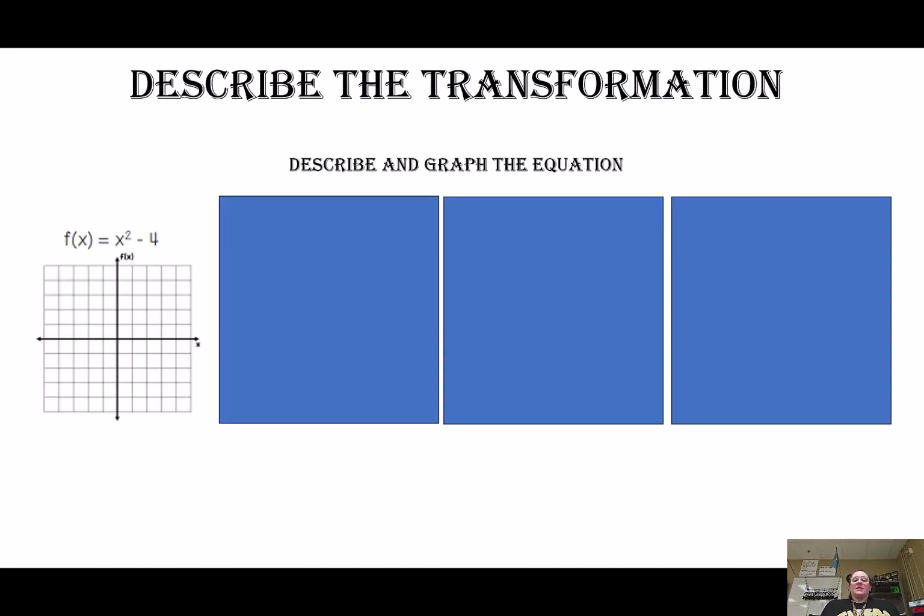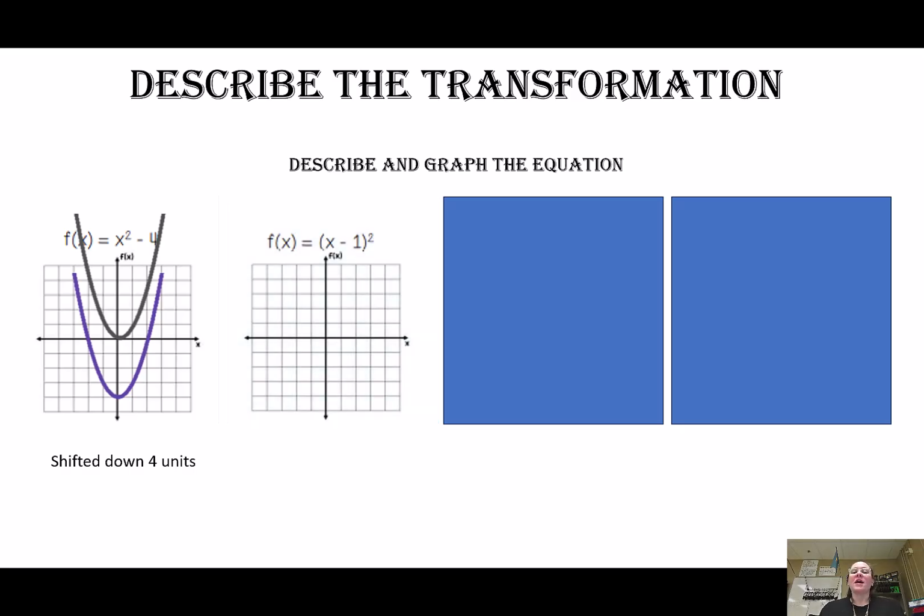So let's look at a couple examples. I've got f of x equals x squared minus 4. So this is not inside parentheses, so we are shifting down 4 units. Okay, and so this is what our graph would look like. There's my parent function, and notice if I were to graph it, I would drop it down 4 spaces. Compare that to the parent function, and we drop it down 4 units.